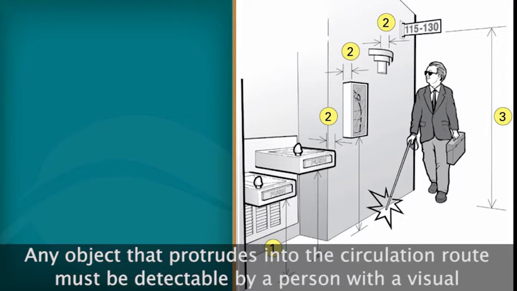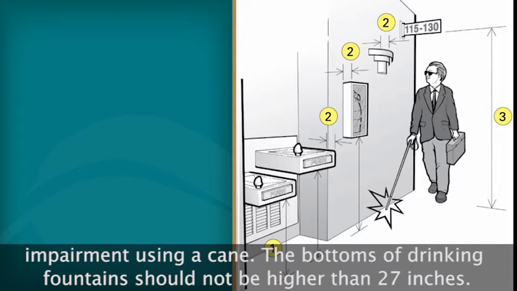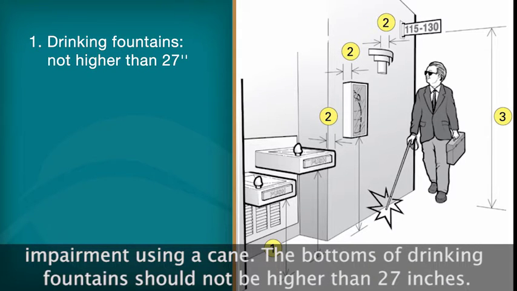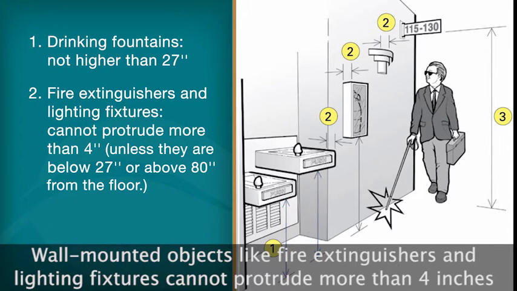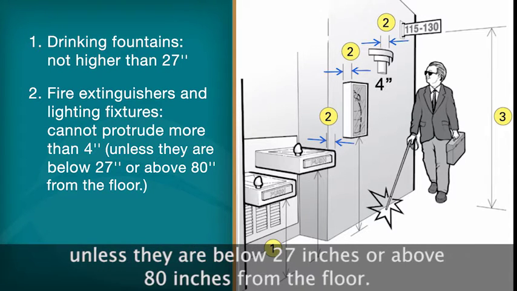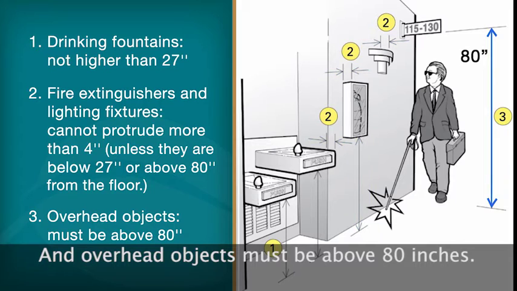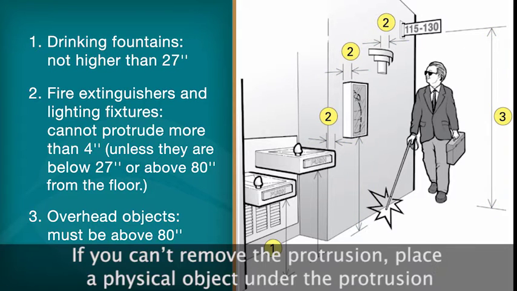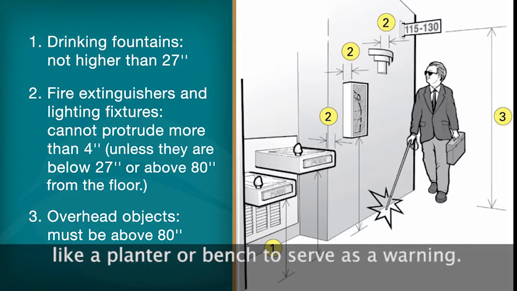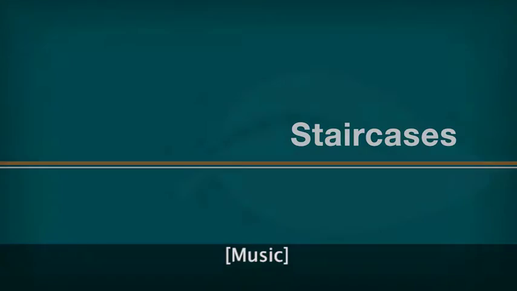Any object that protrudes into the circulation route must be detectable by a person with a visual impairment using a cane. The bottoms of drinking fountains should not be higher than 27 inches. Wall-mounted objects like fire extinguishers and lighting fixtures cannot protrude more than 4 inches unless they are below 27 inches or above 80 inches from the floor. And overhead objects must be above 80 inches. If you can't remove the protrusion, place a physical object under the protrusion, like a planter or bench, to serve as a warning.